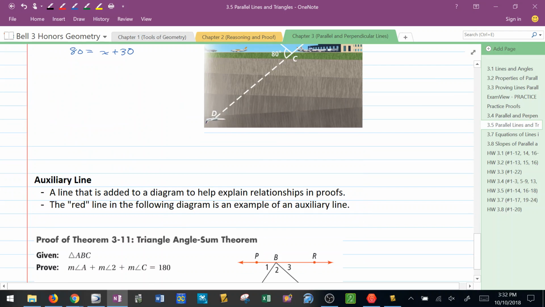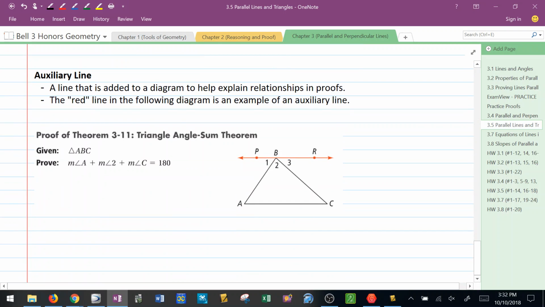All right? So the other part that I want to talk about in this lesson is this idea of something called an auxiliary line.